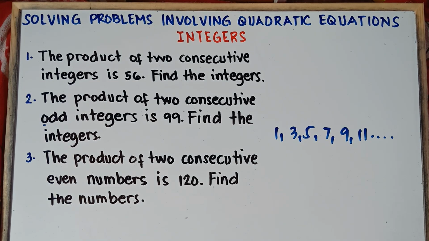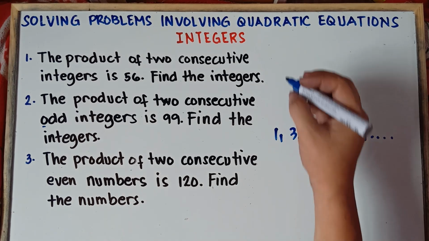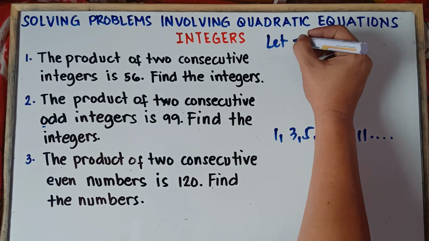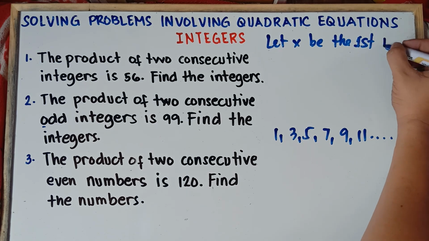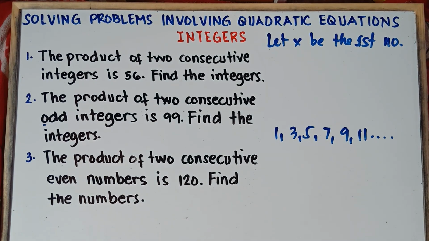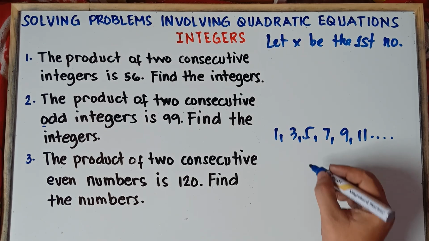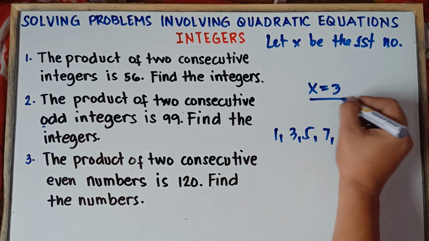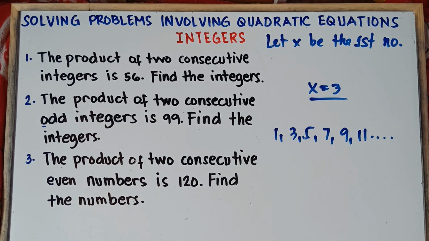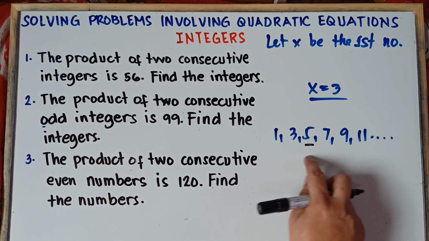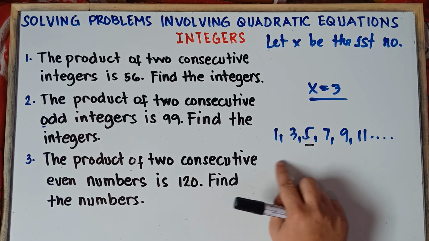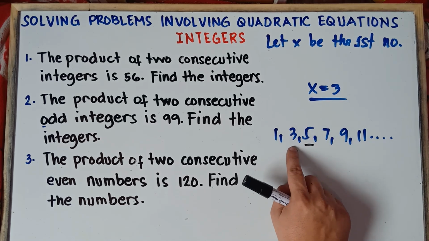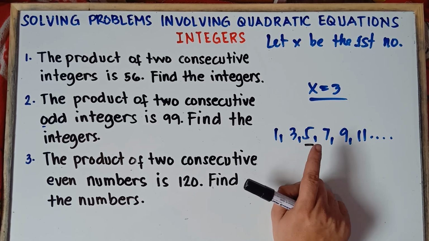Once again, we don't know the number yet, so we let x be the first integer or first number. If we assume any number for x, say x is equal to 3, what would be the next number after 3? Of course, it would be 5, right? These are consecutive odd integers. If x is equal to 3, the next number after 3 is 5.